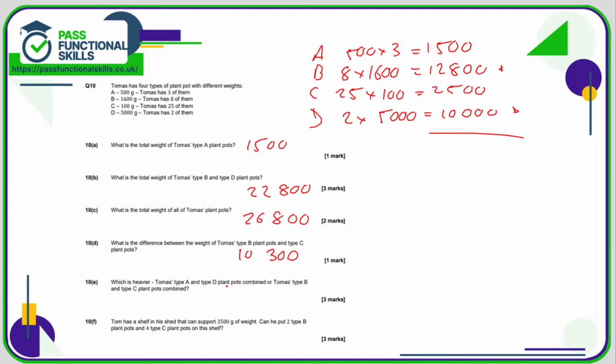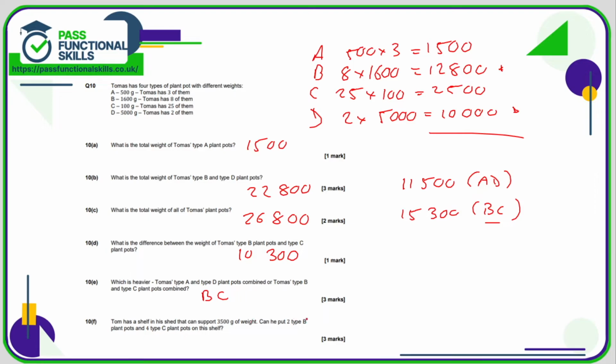What's heavier, A and D combined? Well, if I add A and D, I get 11,500. And for B and C, that's 12,800 plus 2,500, which is 15,300. So B and C combined is heavier than A and D.